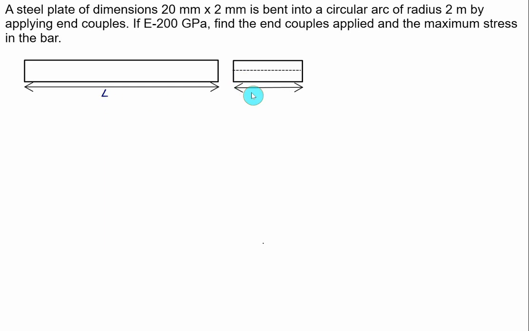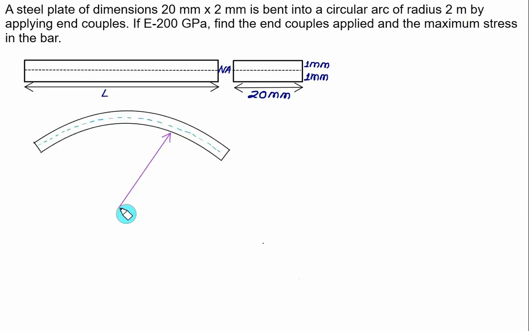This one is representing the cross section, and we have width equal to 20 mm and total thickness equal to 2 mm. So we have 1 mm and we have 1 mm, together equal to 2 mm. This is bent into a circular arc of radius equal to 2 meter. So this one is representing our neutral axis. NA is represented by a dotted line and we bend it by an arc radius equal to 2 meter.